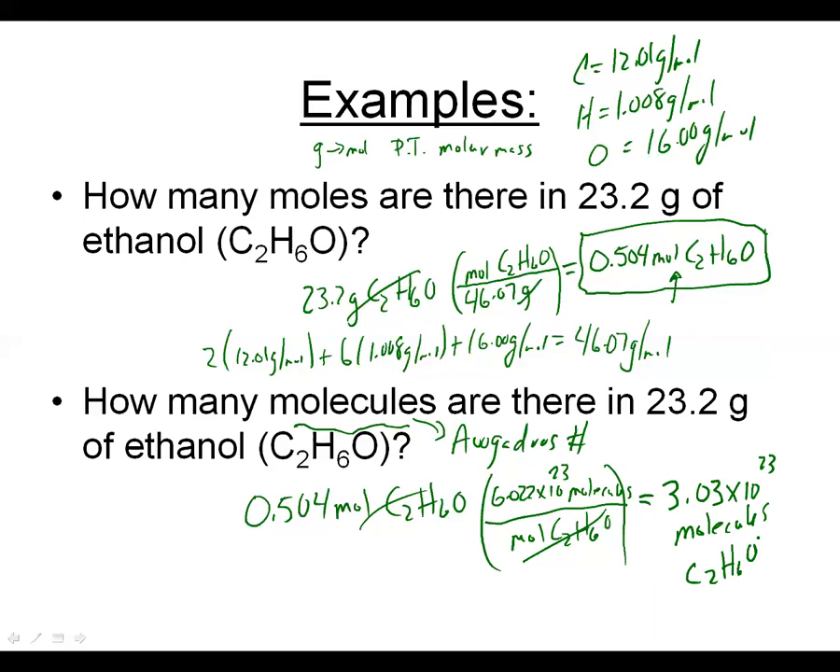So obviously you need to be able to convert grams to moles, moles to grams. You need to be able to go from grams to moles to atoms or molecules, and backwards. Obviously, if you start with atoms or molecules, be able to figure out the moles or the grams. Any questions on how to do any of those calculations?